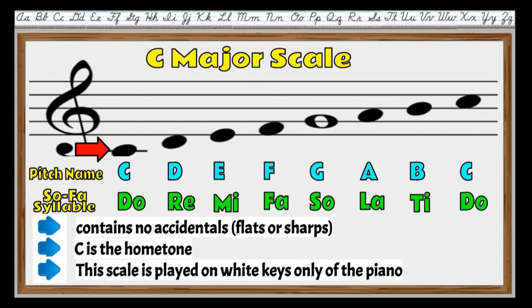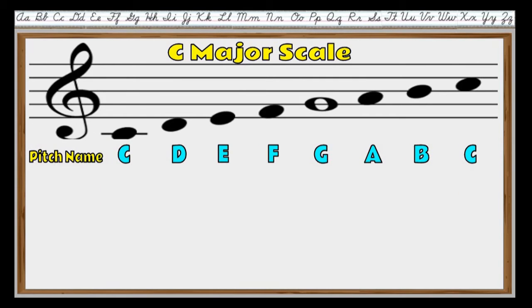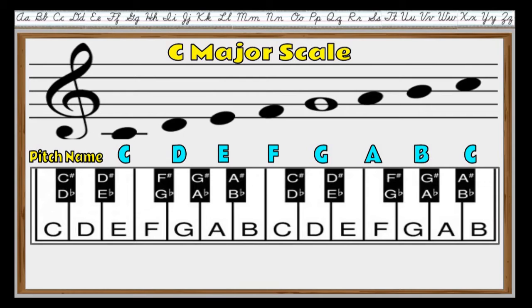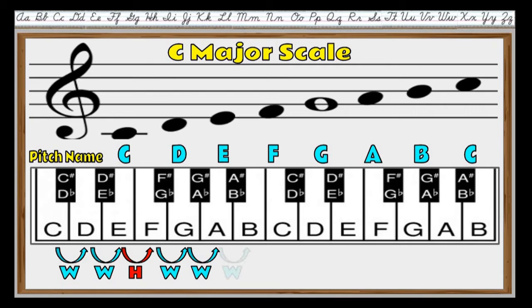Let's see if it really does follow the required interval pattern using the keyboard. C to D is whole step. D to E is whole step. E to F is half step. F to G is whole step. G to A is whole step. A to B is another whole step. And B to C is half step. Let us listen to the sound of the C major scale in ascending and descending manner.